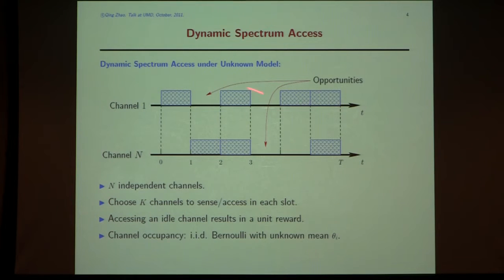So each channel can be considered as an arm. If we take a simple model of the channel occupancy, it's just busy or idle, i.i.d. over time. But we don't know the traffic load, that is, the mean of the Bernoulli distribution. How do we do the selection to maximize our throughput? If we take this simple traffic model, then this is a classic bandit problem.